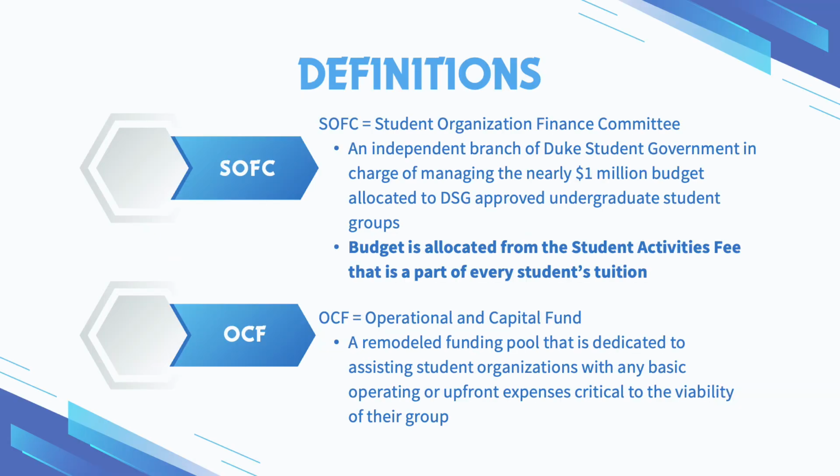SOFC stands for Student Organization Finance Committee, and we are an independent branch of Duke student government in charge of allocating nearly $1 million each year to hundreds of student organizations, with the goal of supporting the Duke undergraduate community. Our budget is sourced directly from the student activities fee, which is included in every student's tuition. OCF stands for the Operational and Capital Fund, which was created to assist student organizations with any expenses that are critical to the viability of their group.